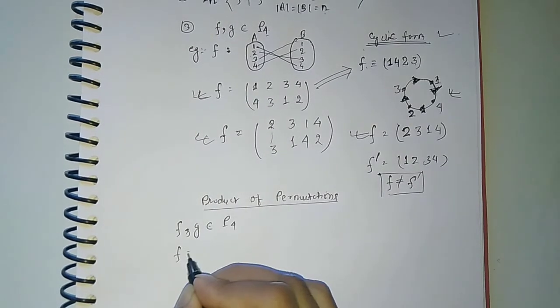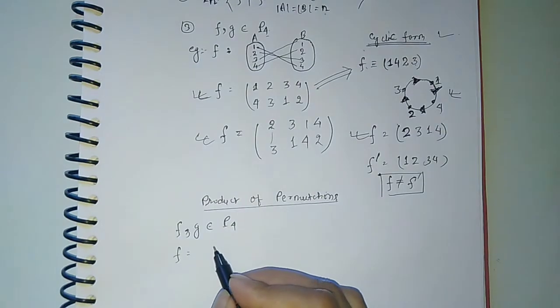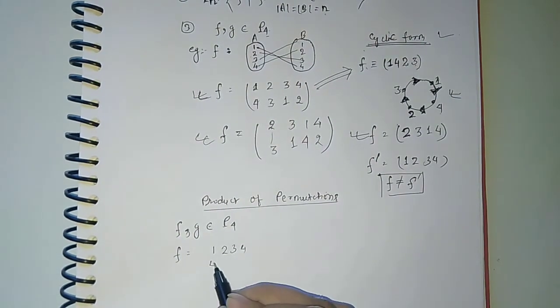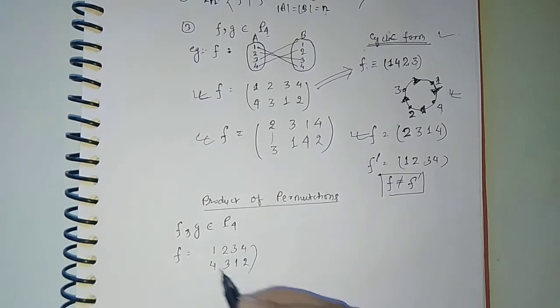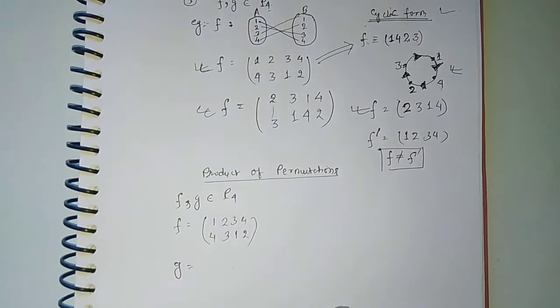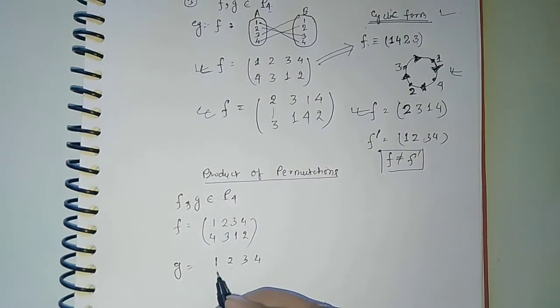Let F be equal to, in this form we have to first write 1, 2, 3, 4, and below it 4, 3, 1, 2, and let G be equal to 1, 2, 3, 4 and 3, 2, 4, 1.